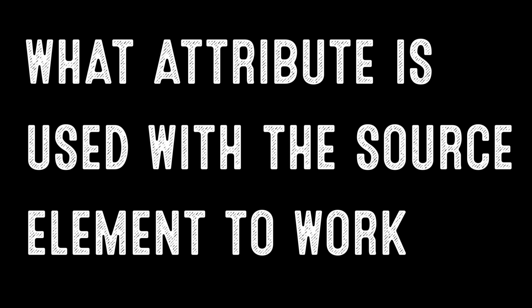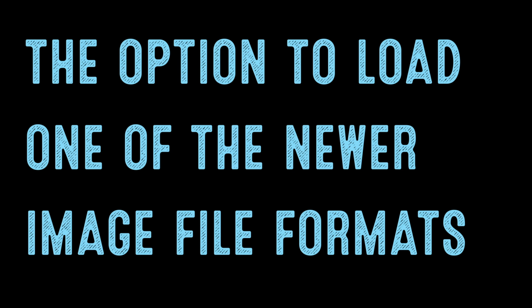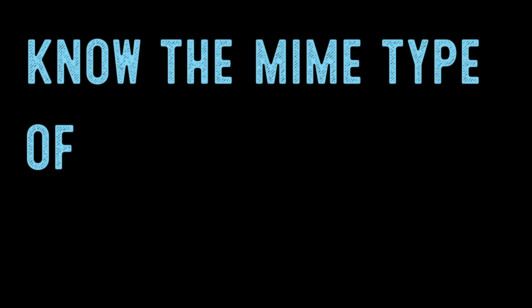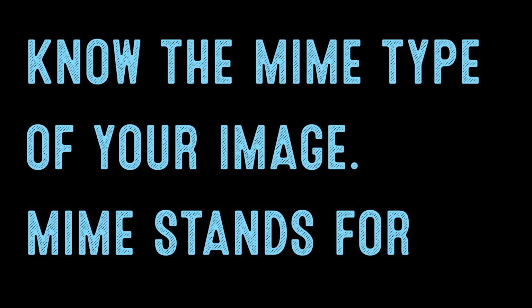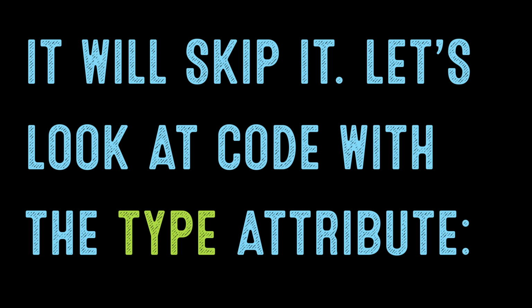What attribute is used with the source element to work with different image file formats? When you are using the source element to give the browser an option to load one of the newer image file formats, you will need to add the type attribute to let the browser know the MIME type of your image. MIME stands for Multipurpose Internet Mail Extensions. If the browser does not support the MIME type of your image, it will skip it. Let's look at code with the type attribute.